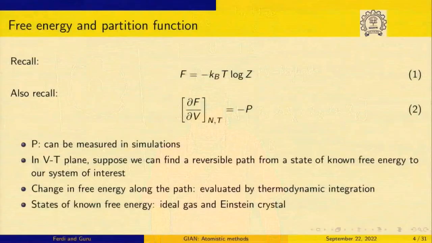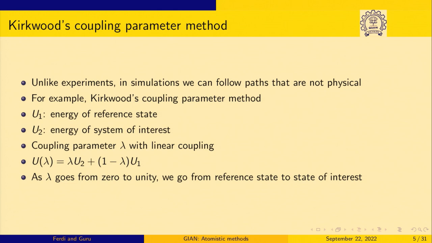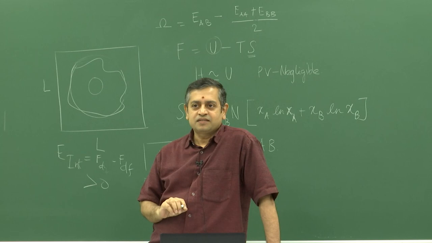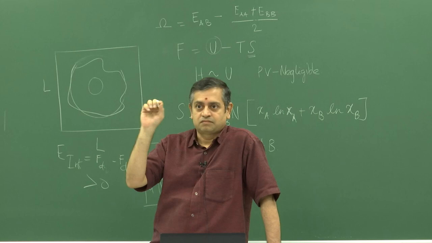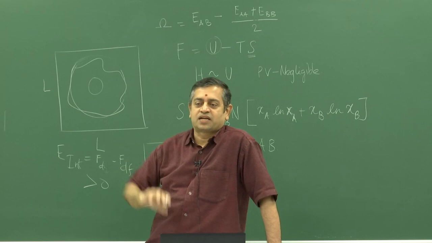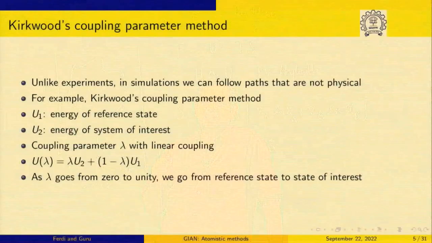Okay. Now, if you are doing an experiment in the VT plane, you have a reference state for which you know the free energy, then you should have a physical path to reach the state in which you are interested, right? That is how you will be able to measure the right hand side, and then you know the reference, you can calculate the difference and attribute it to free energy and so on. But if you are doing simulations, that is not needed.